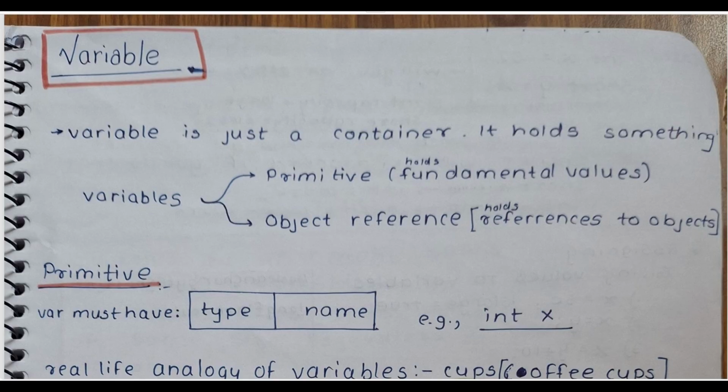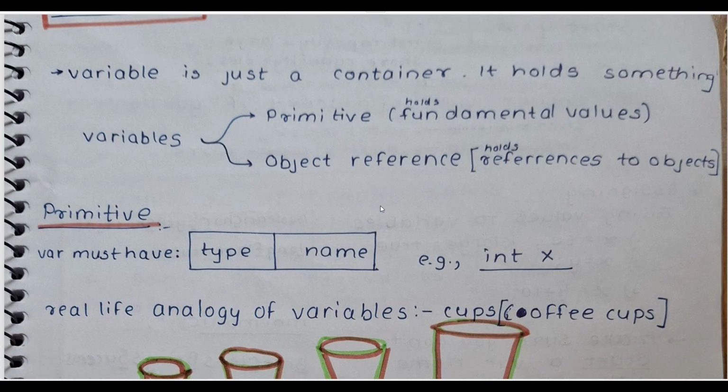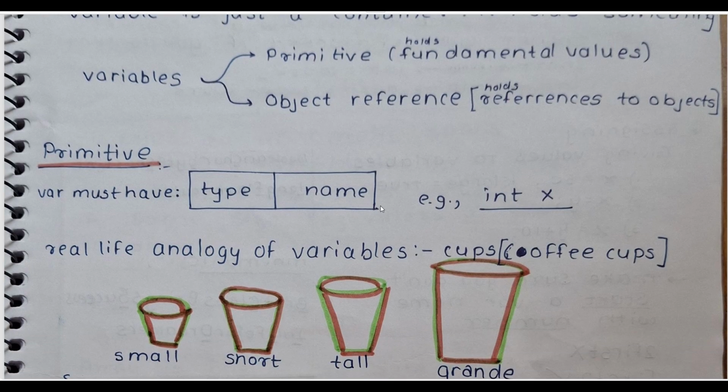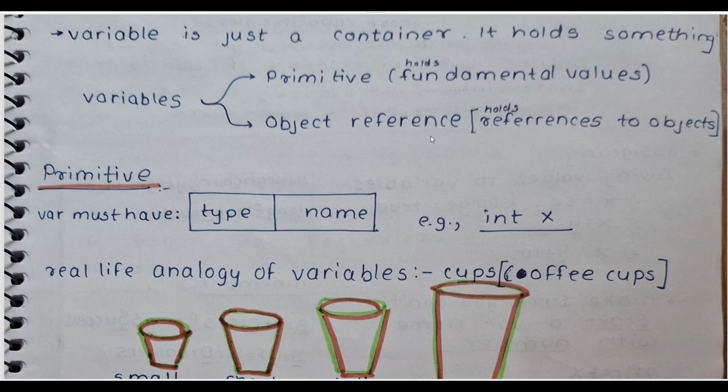First is primitive variables, and these store basic values like numbers, characters, true or false. Okay, and second one is object reference variables. These don't store the actual object, but they store a reference to the object so that we can access the object. Okay, now let's look at primitive variables.